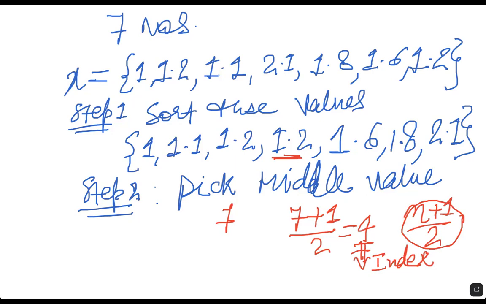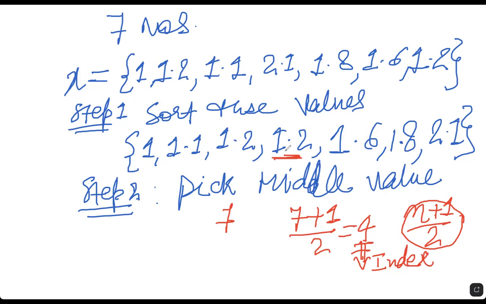At the first index, I have 1. At the second index, I have 1.1. At the third index, I have 1.2, and so on till 2.1. So my central value here is 1.2. Now I can declare that my middle value is my median, so the median of x is nothing but 1.2. This is a very simple concept. Basically, you sort the numbers and pick the middle value.